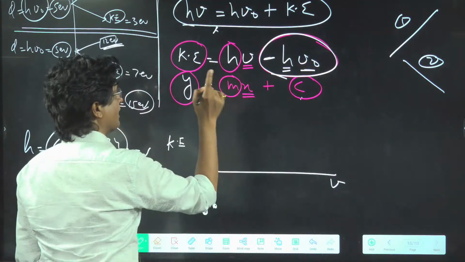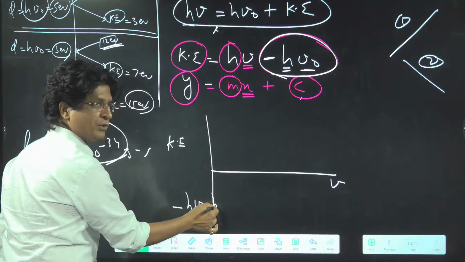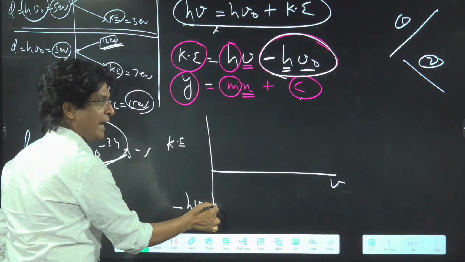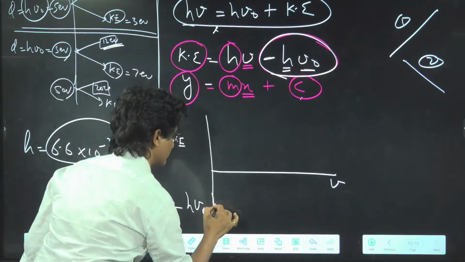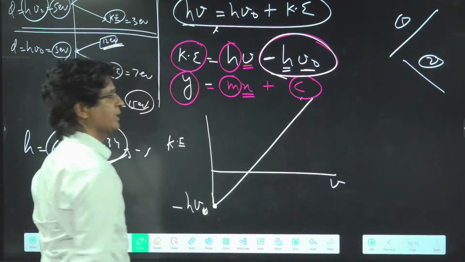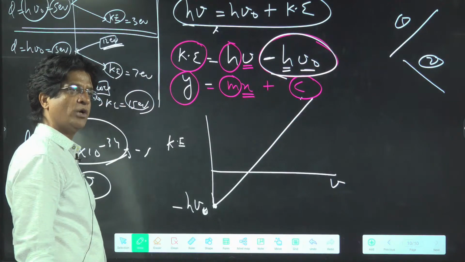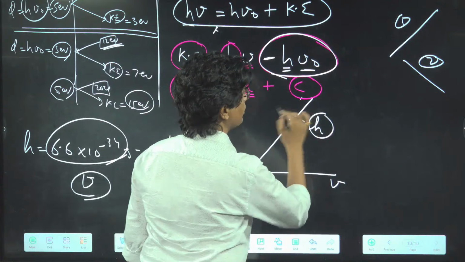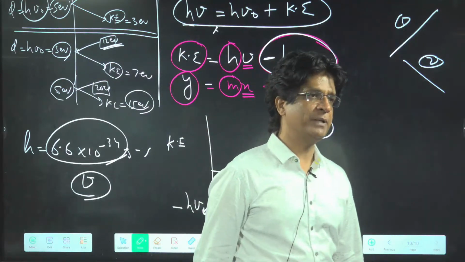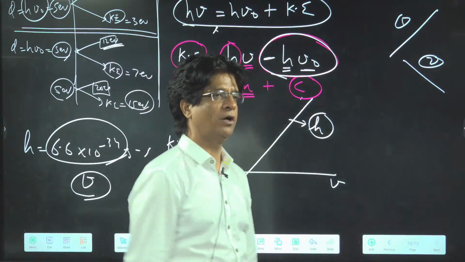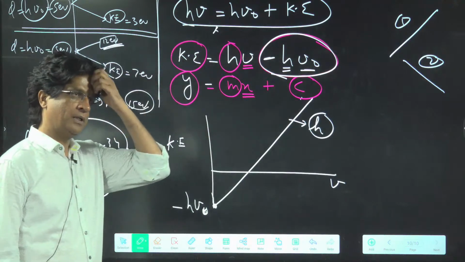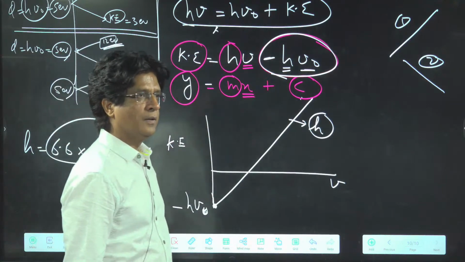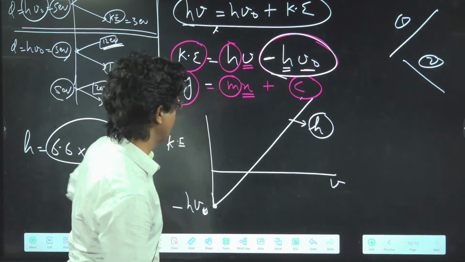Very good. So a line should be passing which cuts an intercept over here, and it should have a positive slope. The line should be something like this. Yes or no? And the slope of this line will be Planck's constant. Is that okay or not? Okay, that's good.